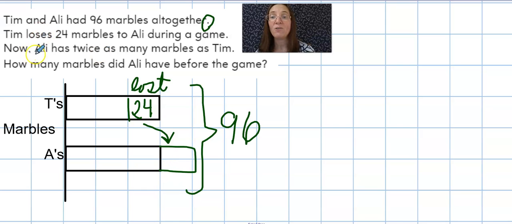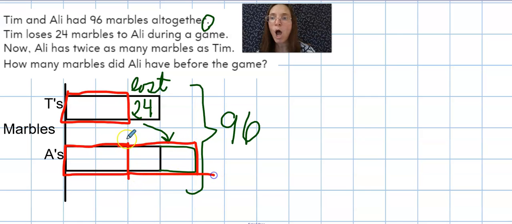Okay, now Ali has twice as many marbles as Tim. Whoa, I need another color for this one. So we're saying that this is one part and this is another one, and here's Tim's right here. The red boxes here will show me that Ali has twice as many marbles as Tim does now. Whoa! So the question is, how many marbles did Ali have before the game? That would be this amount, the original box, right here.